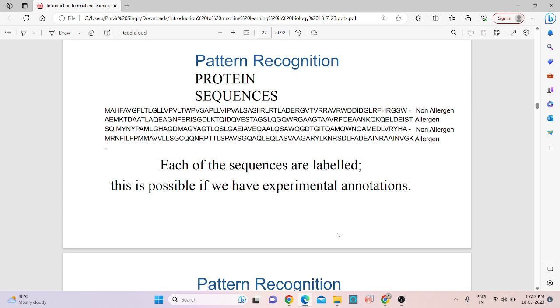If we're given a set of sequences by previous experimental annotation, if we know the functionalities, then we call this supervised learning. So we can build supervised learning algorithms. The use of building supervised learning algorithms is to build a model from known experimentally annotated genes, and that model can be employed to identify new protein sequences, whether they are going to be allergen or not allergen.